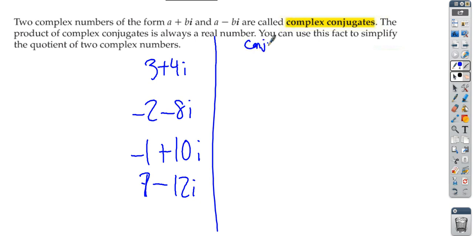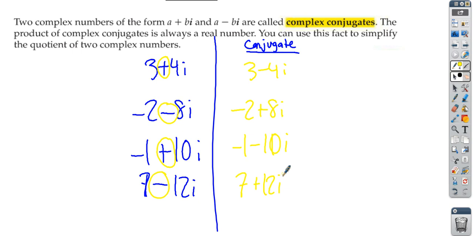In the other table I'm going to write the conjugate. The only thing you have to do to find the conjugate is change this middle sign right here. Everything else stays the same. So the conjugate of 3 plus 4i is 3 minus 4i. Conjugate of negative 2 minus 8i is negative 2 plus 8i. Conjugate of negative 1 plus 10i is negative 1 minus 10i. And the conjugate of 7 minus 12i is 7 plus 12i.